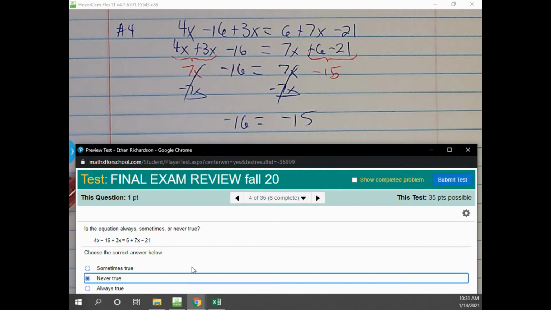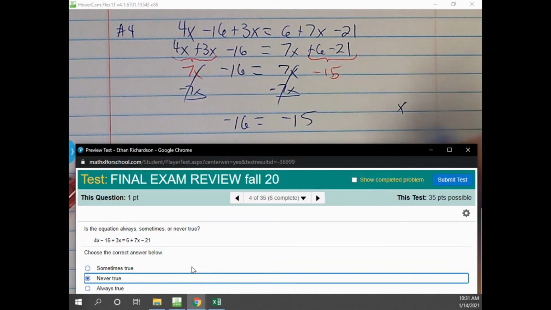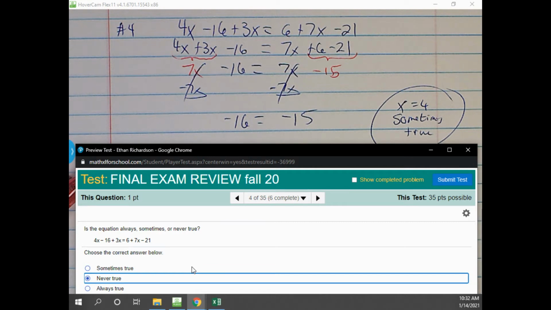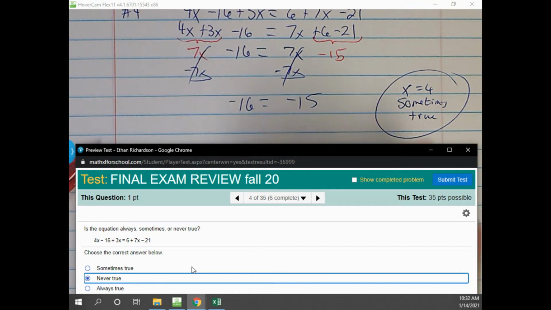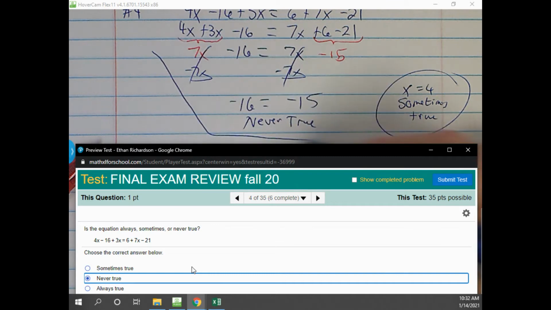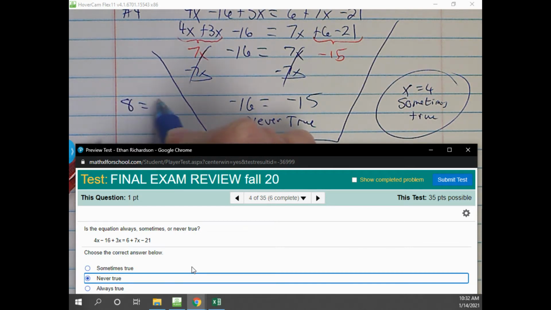The sometimes was kind of weird, because if you get to the end and you had solved this one and you had like x equals 4, that would actually be sometimes true, because the only time that makes this thing true is for 4. If you put in x equals 3, it makes it false. So that's kind of the catch on this one. So if you get two different numbers without x's, this is never true. If you get just x equals a number, if you get an actual answer, that's sometimes true. And if you'd gotten to the end and you had gotten like 8 equals 8, well, this would be always true. So that's your 3 possibilities.